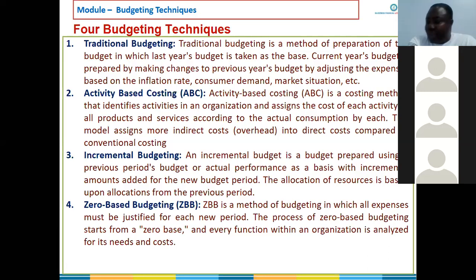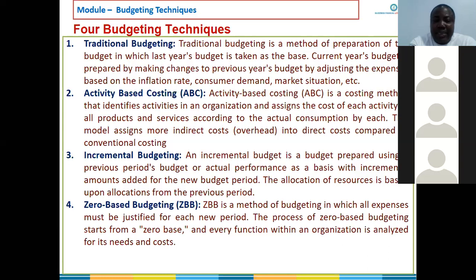Okay, then there we have incremental budgeting. It is more like the traditional budgeting, but a little different. An incremental budget is a budget prepared using a previous period's budget or actual performance as a basis, with incremental amounts added for the new budget period. The allocation of resources is based upon allocation from the previous period. It is more of an improvement on the traditional method, actually.